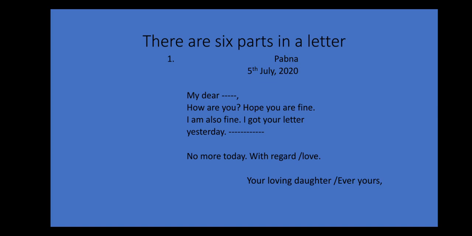When you are writing to your parents, you may write your loving daughter or your loving son. When you are writing to another close person, you may write ever yours. Don't forget to put a comma. Then write your name. These are the 5 parts of a letter. The final part is to draw an envelope. But in standard 3, you don't have to draw any envelope.